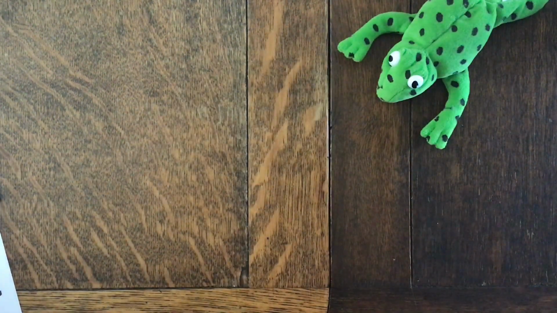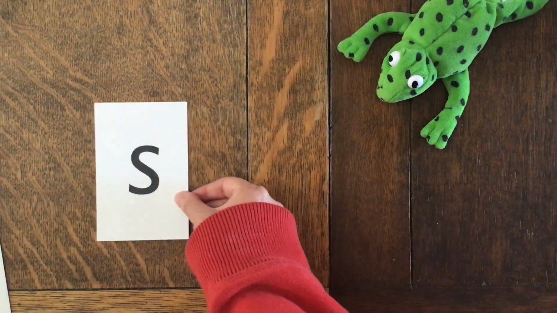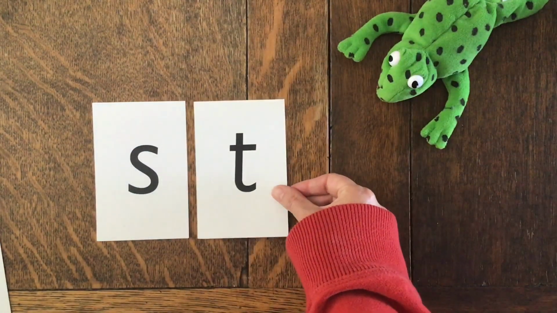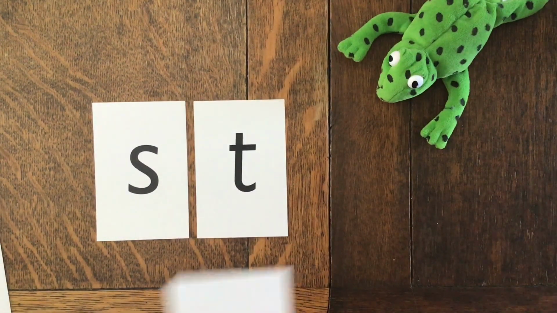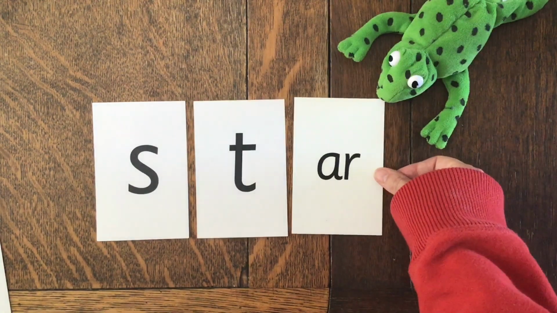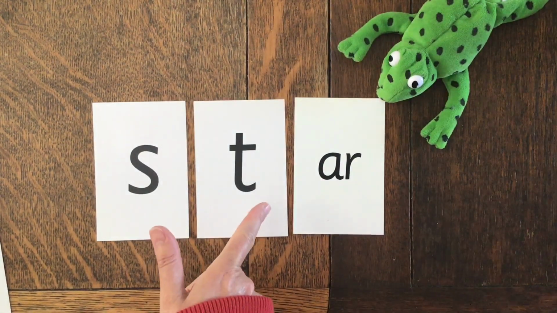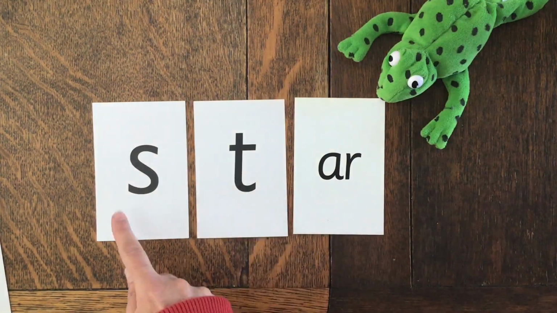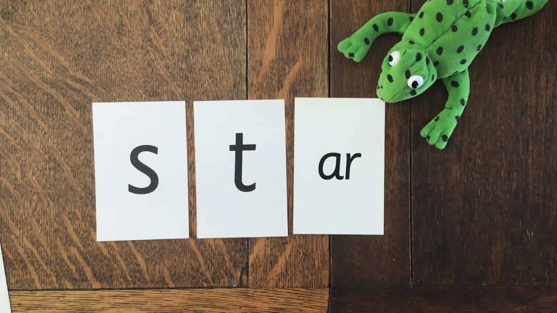Our first word we're going to build starts off with an s. And then we have the t. S, t. And now for R, start the car, R. Let's Fred talk it to find out what our word is. S-t-r. And blend it. Star.